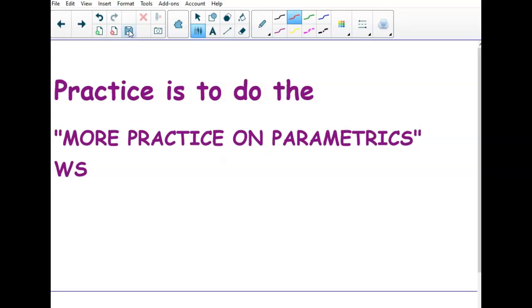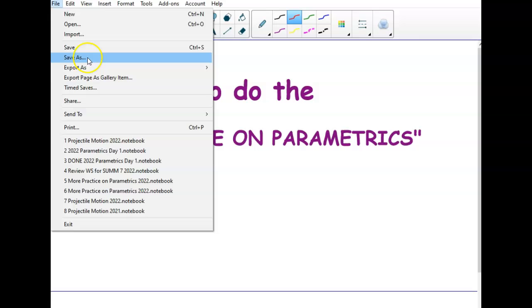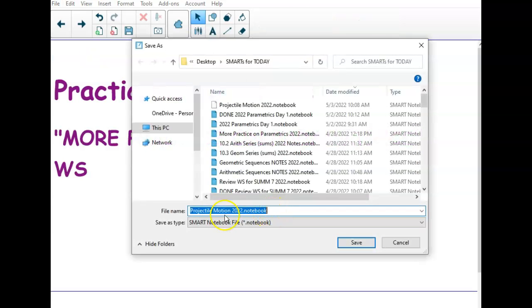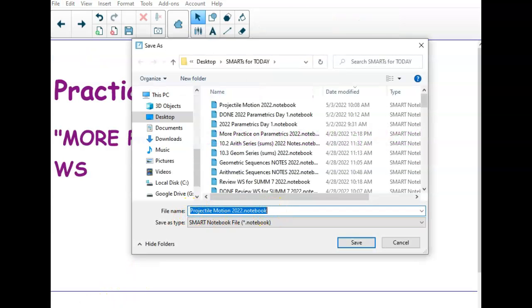And I just saved all that ink on there over the top of it because I forgot to rename it. And I forgot to stop.